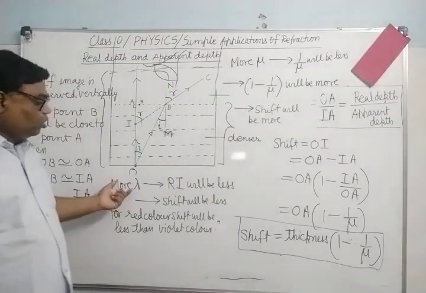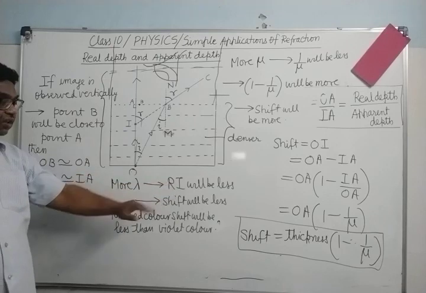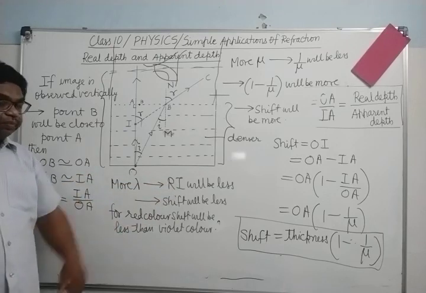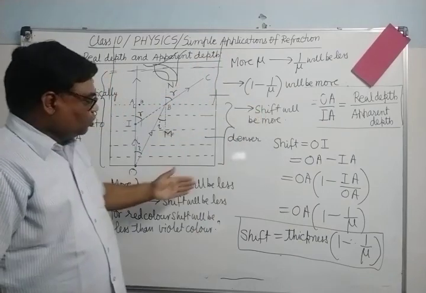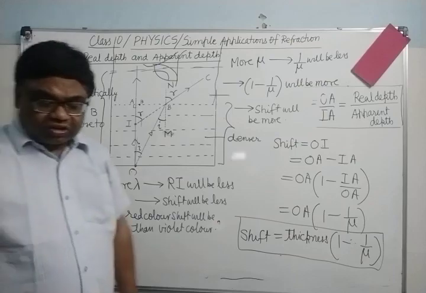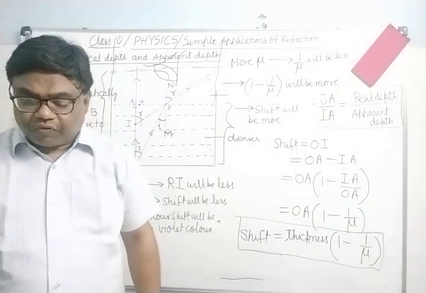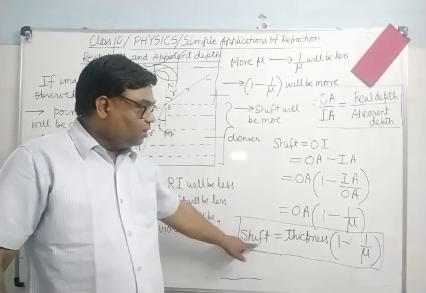Similarly, more the wavelength, refractive index is less. Refractive index is less, so shift will be less, because already we have seen more mu, more shift. So less mu, less shift. It's clear?